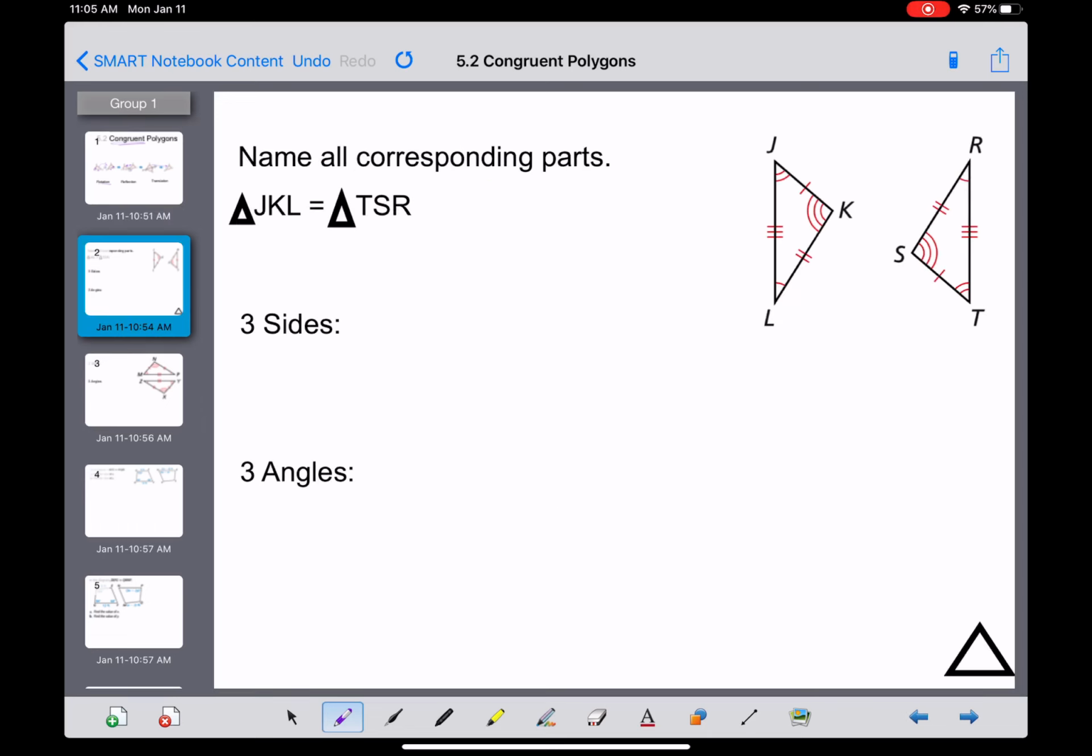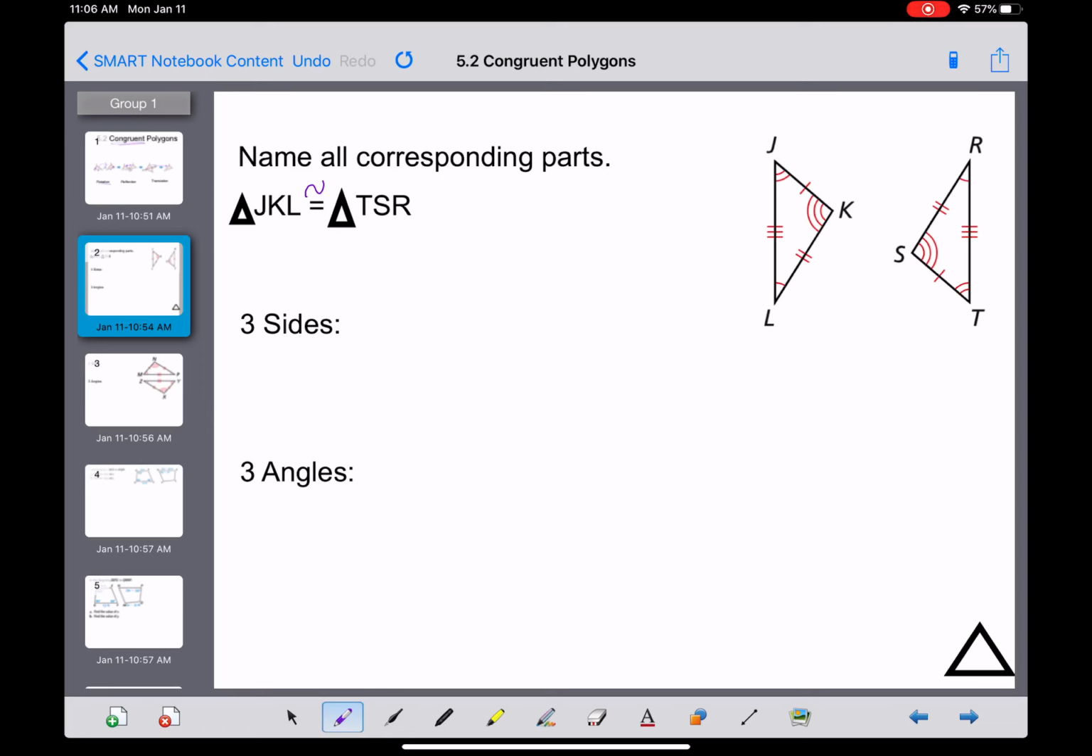So the first thing we're going to look at is, I am given two congruent triangles. Triangle JKL is congruent to triangle TSR. And we want to name all corresponding parts. Well, a triangle has three sides and three angles. So we need to show which sides are congruent to which sides, which angles are congruent to which angles. If you have a picture like the one to the right, you're just looking for the same number of tick marks, same number of arcs.